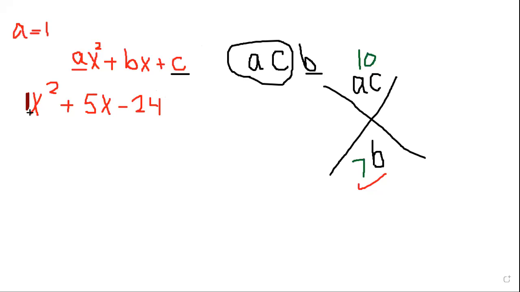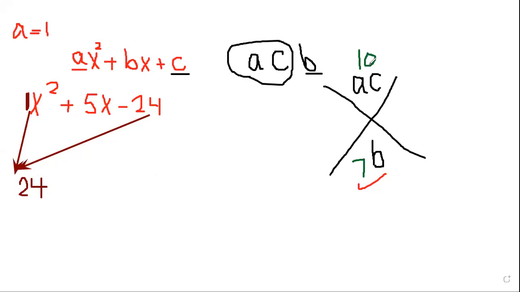Do you remember what we have to do? 1 multiplied by 24. Then 1 times 24 equals 24. Now we are looking for all the factors. If you can get it directly, I'm looking for 2 numbers. Their sum or their difference? Difference, because the last sign is negative. So we are looking for the difference to equal 5.